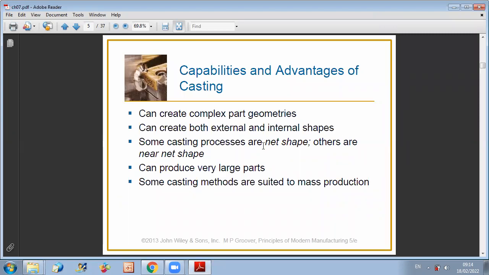Now, some casting processes are net shape and others are near net shape. If you remember in the introduction, we defined the processes by whether they produce waste or not. So we said that when we have near net shape, the waste produced is very limited. And casting processes can produce very large parts, and some casting methods are convenient for mass production.